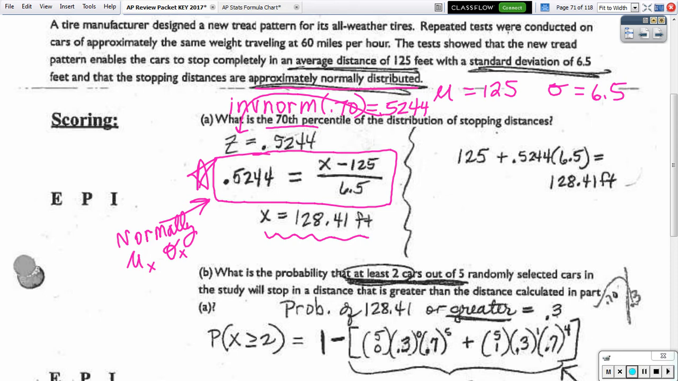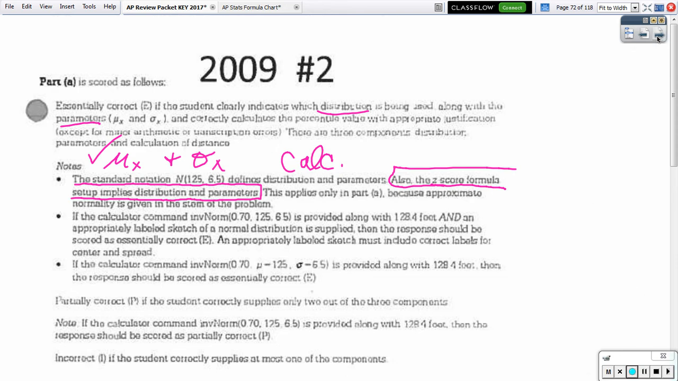So you have to show that. And then you have your answer there. So if you showed this z-score formula setup and you showed your answer here, you got essentially correct. If you had one of those items missing, then you got probably correct. And if you missed more than 2 of those items, you got completely incorrect.